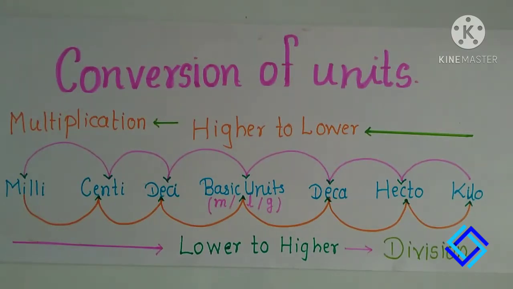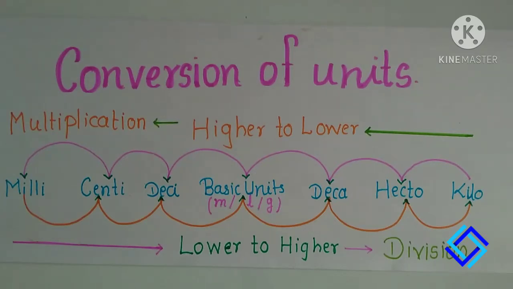In this video, we are going to learn about the conversion of units. We are using meter, liter and gram in our day-to-day life. These units are known as basic units. Meter, liter and gram are basic units. Besides these basic units, we are using other units too. For example, millimeter, milligram, centimeter, kiloliter, kilometer, kilogram also.